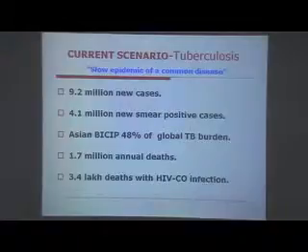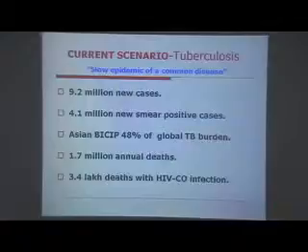If you look at the current scenario, you have 9.2 million new cases occurring every year, including 4.1 million new smear positive patients. They are very important, because every new smear positive patient in 1 year can infect almost 10 other people every year. Think of the problem: 4.1 million new smear positive patients, and these patients are going in turn to infect 10 other people every year.